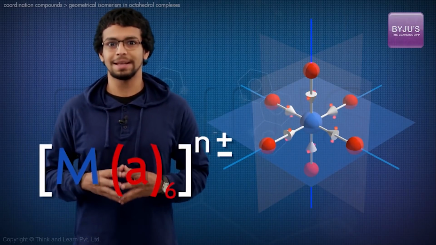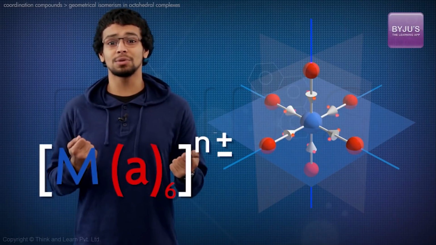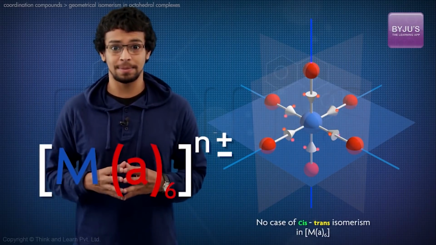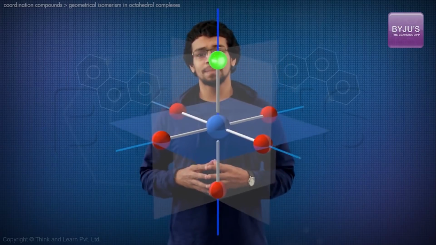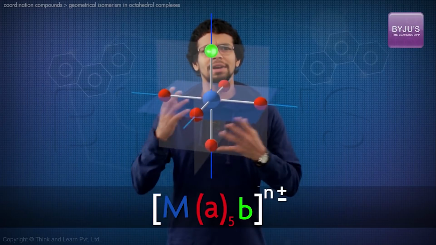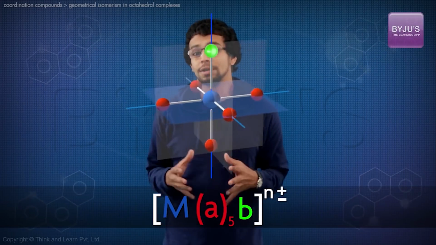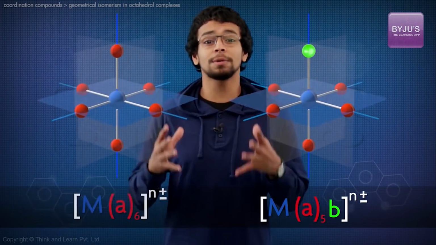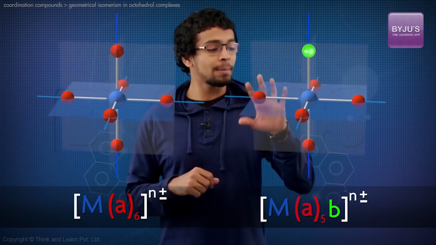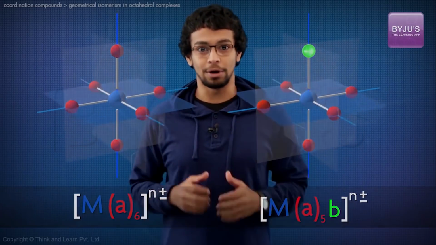Now, think about a case, the general formula being within square brackets MA6, 6 ligands of the same type surrounding the central metal. Any pair of adjacent bonds are very similar. There's no concept of cis-trans geometrical isomerism in this case. What if I replace one of them and I have an MA5B? Even in this configuration, irrespective of where B is, there is a very similar arrangement. There is no concept of cis-trans isomerism for the MA6 or the MA5B configurations in the octahedral complex ion.